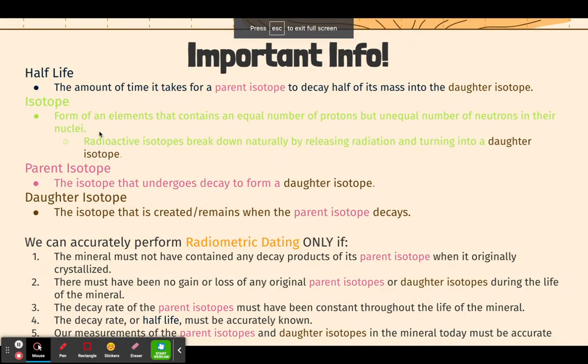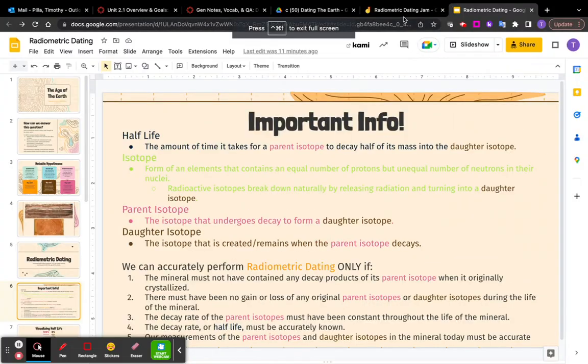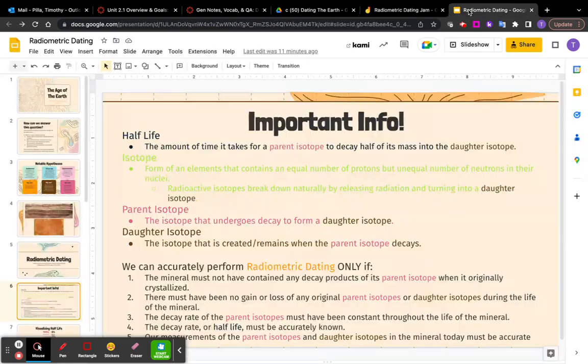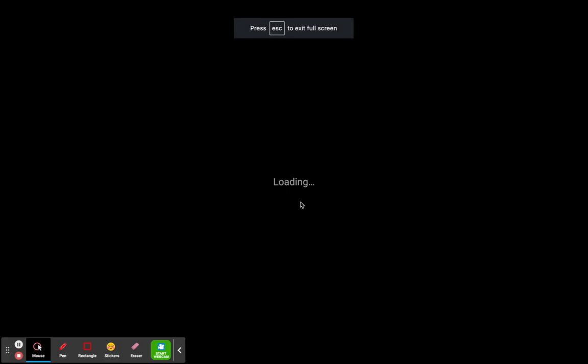So when we look at radiometric dating, we have 2 terms, parent isotope and daughter isotope. The parent isotope is the original radioactive isotope, for example, like uranium. That's the one that does the breaking down, radioactive breakdown. And what results from that, what's created, is called the daughter isotope. So parent isotopes break down and they create daughter isotopes. Now scientists have this term half-life, which is the amount of time it takes for a parent isotope to decay half of its mass into a daughter isotope.